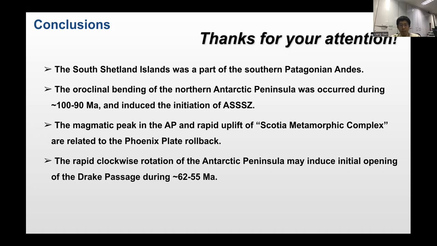The magmatic peak in the AP and the rapid uplift of the Scotia metamorphic rocks are related to the Phoenix plate rollback. The rapid clockwise rotation of the AP may induce the initial opening of the Drake Passage during about 62 to 55 million years.